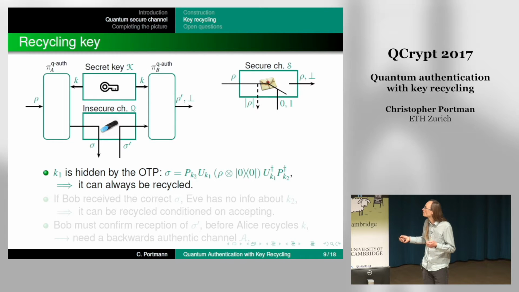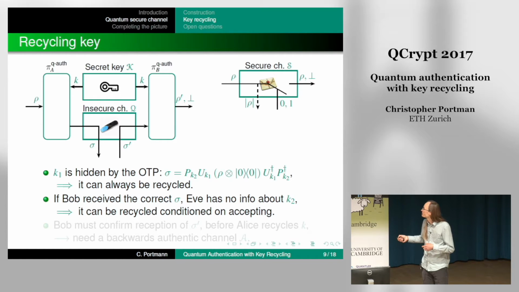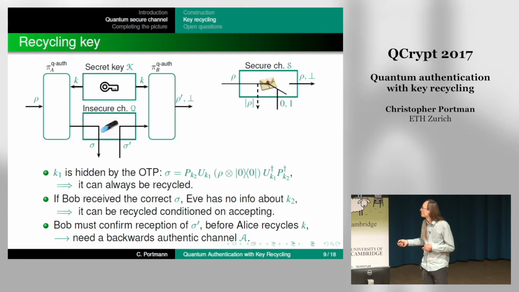But with the scheme that I showed you, it actually works. You can recycle all of K1, always, whether the message is accepted or rejected. And if Bob receives the correct cipher, then Eve has no information. Yes, this one can always be recycled, and K2 can be recycled upon accepting.